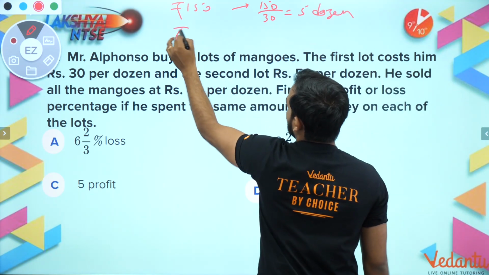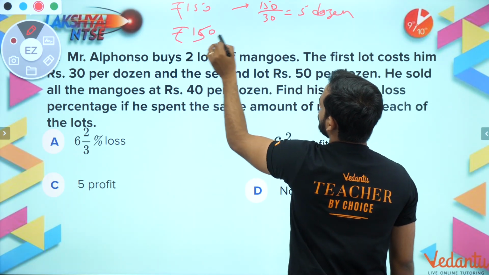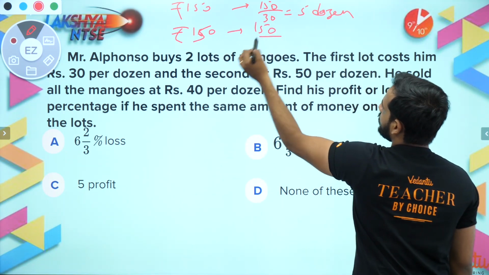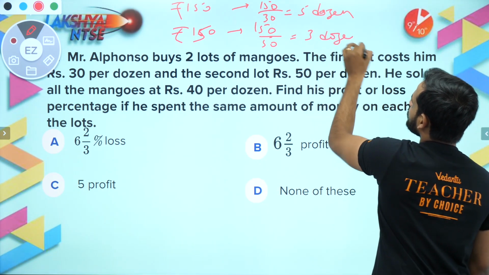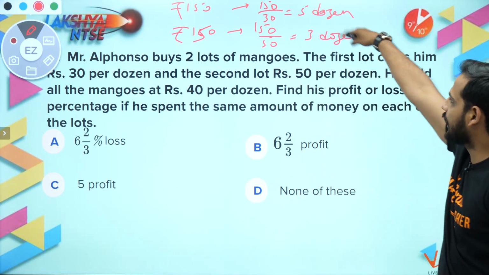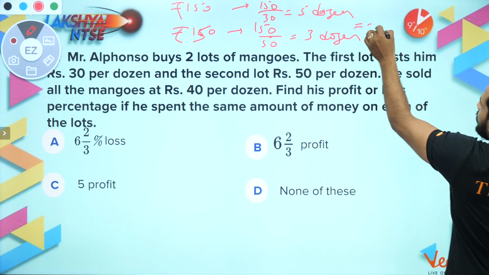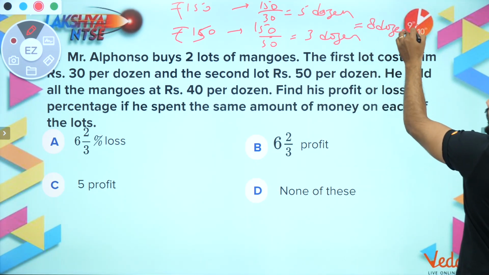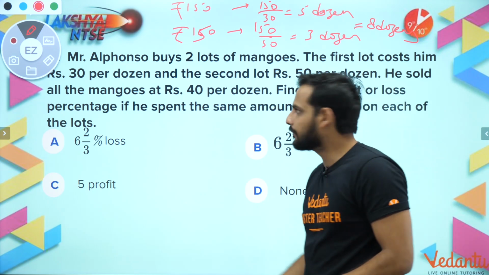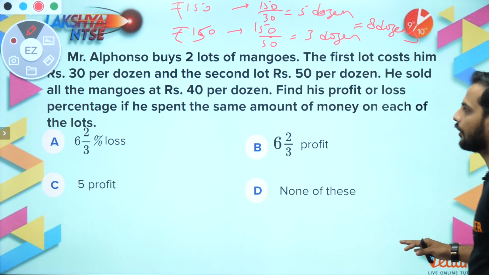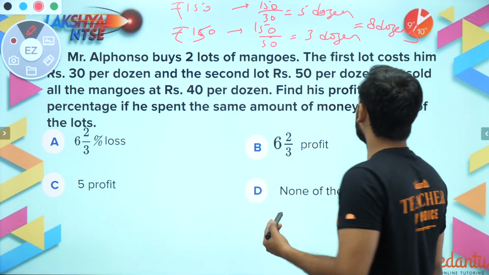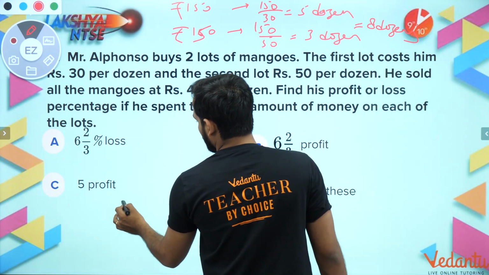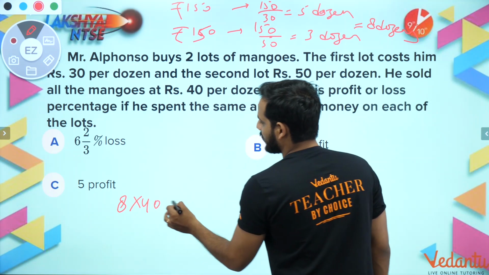And from the second lot also he has spent 150 rupees. So 150 and 50 rupees per dozen, that means 3 dozens he has bought. So total how much has he bought, beta? 5 plus 3, 8 dozens. Now he is selling them by mixing all the mangoes at rupees 40 per dozen. He has mixed them and he has sold it at 40 per dozen. That means for 8 dozens, 8 into 40, that means how much?